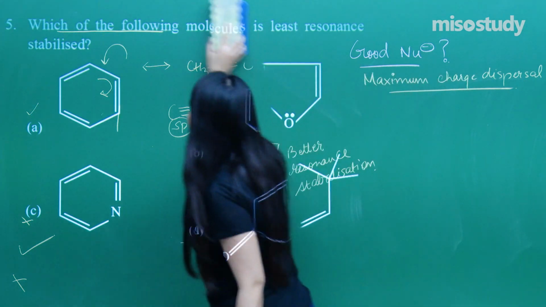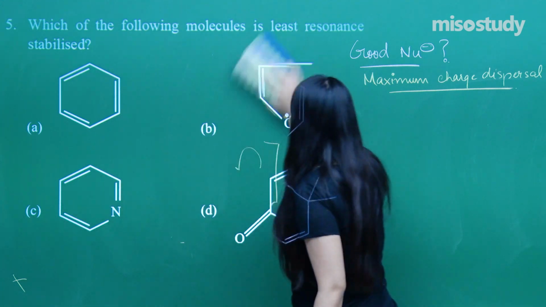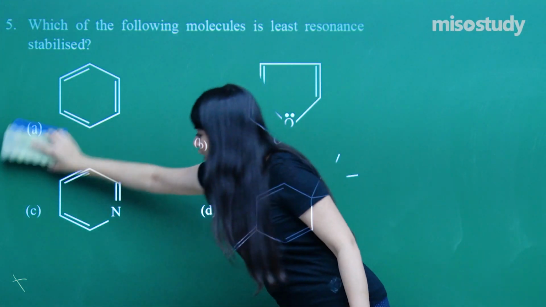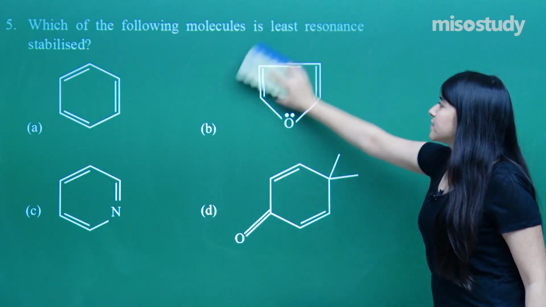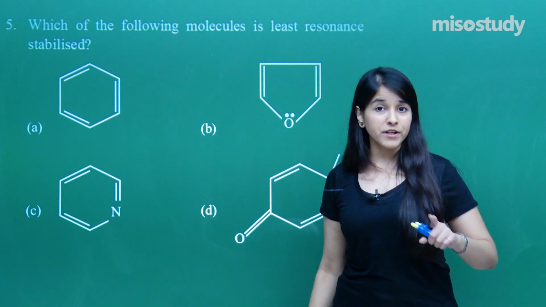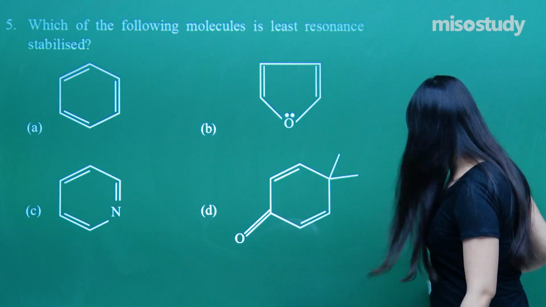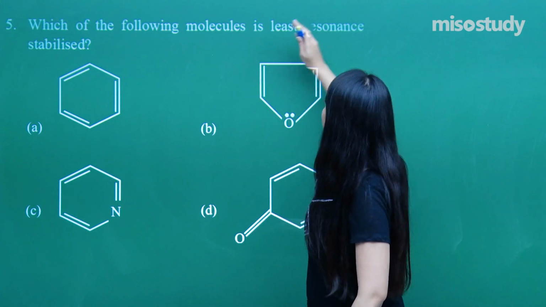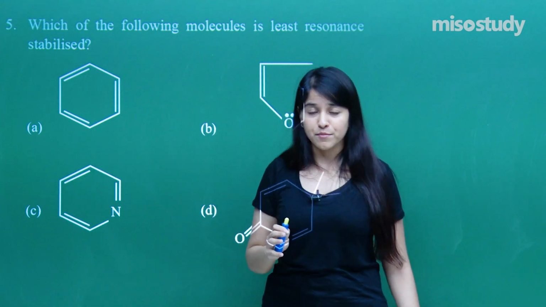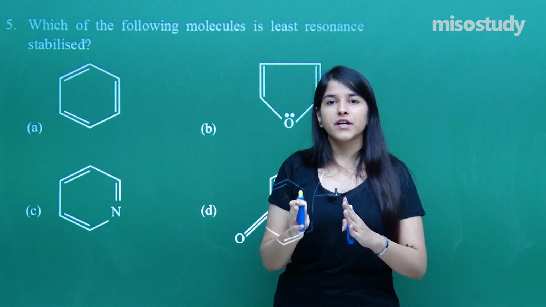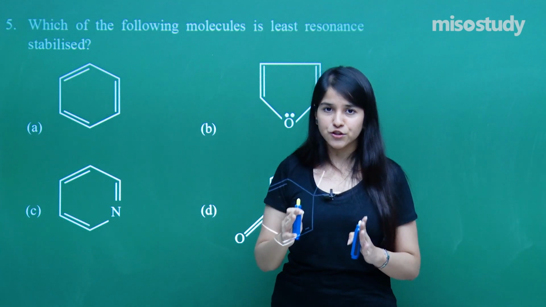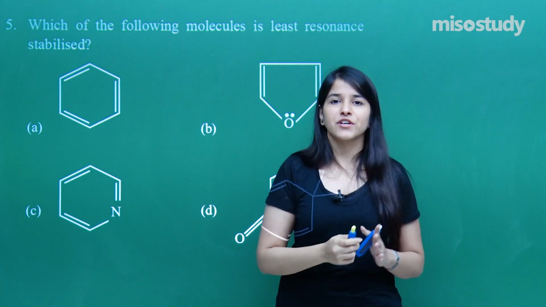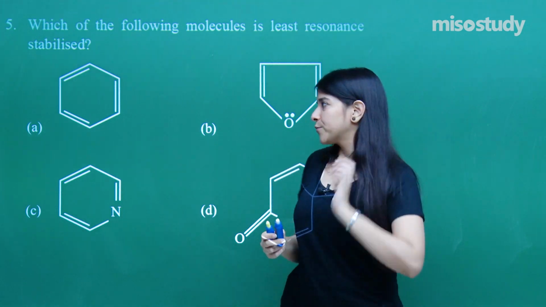So let me just rub that off. What do I have over here? A pretty easy question but requires the knowledge of one very important concept that is related to aromaticity. So what the question says, which of the following molecules is least resonance stabilized? That means I need to check up whether there is resonance stabilization or not. If yes, which will be the least stable structure? So that is what we want to check.